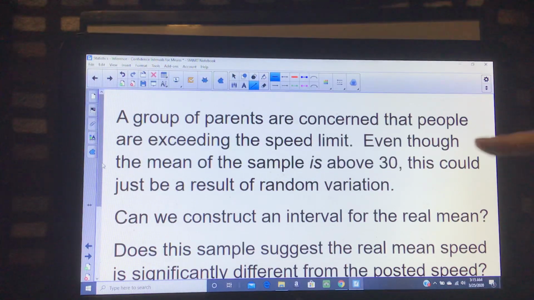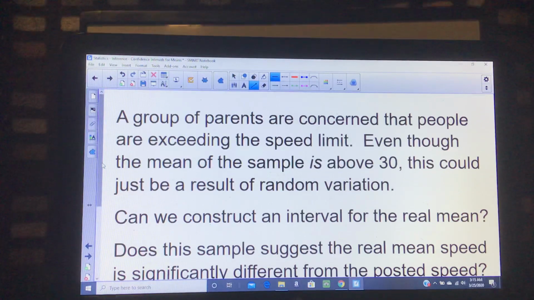But here's the issue. Even though the mean of the sample is above 30, we took a sample. We didn't measure every single car. We didn't do a census. We just took a sample. So it's possible through random variation that we just happened to get a sample that was a little above. It could be the population of cars is actually going 29, but we just got kind of an unlucky sample, and that sample came out as 31.04. So our trouble is, even though we do have evidence of the sample speeding, is this evidence of the population in general speeding? So the question is, can we figure out what the real mean is?